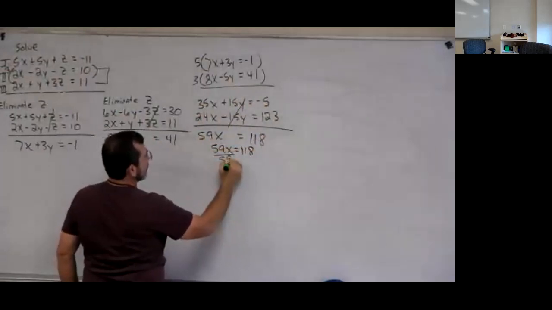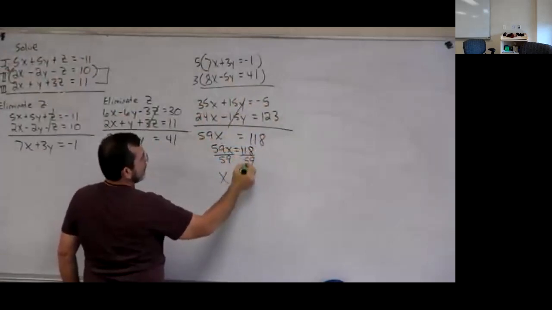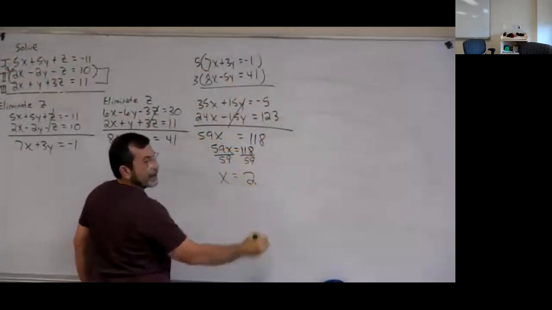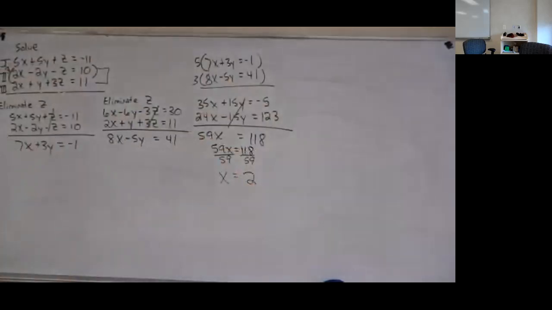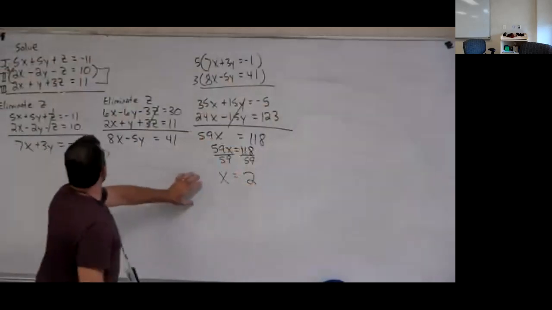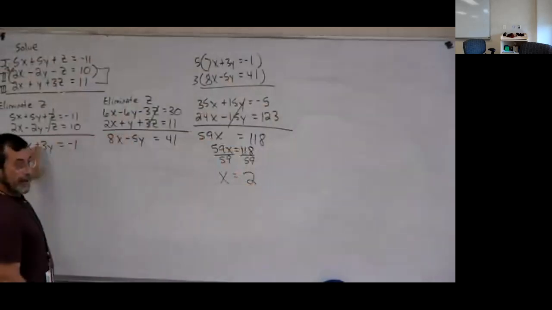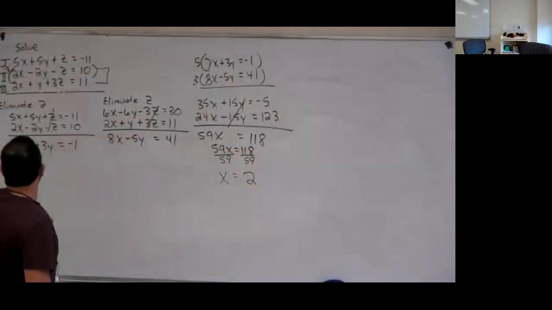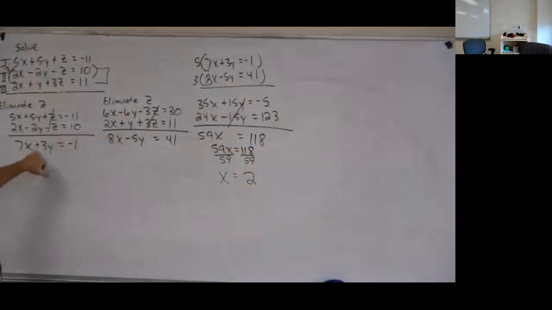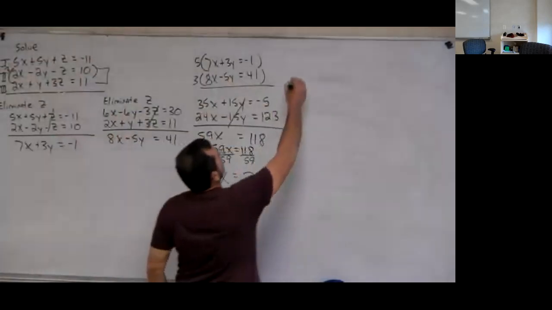Divide both sides by 59. And let's see, 118 divided by 59 should give me x equals 2. So now that I know what my x is, I can come back into one of these 2 variable equations and get the y. So I'm probably going to use this one. It looks easier. So we're going to back substitute.